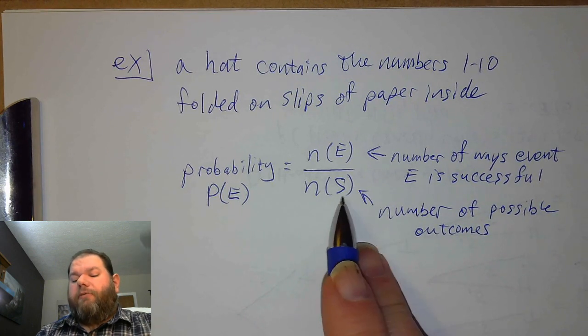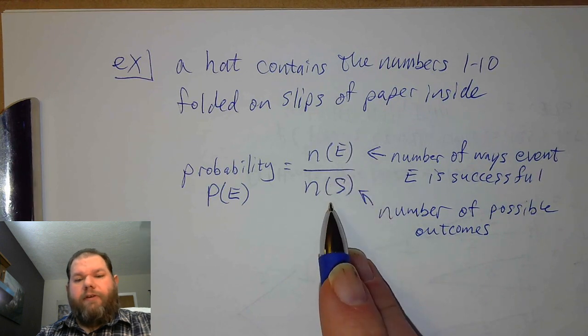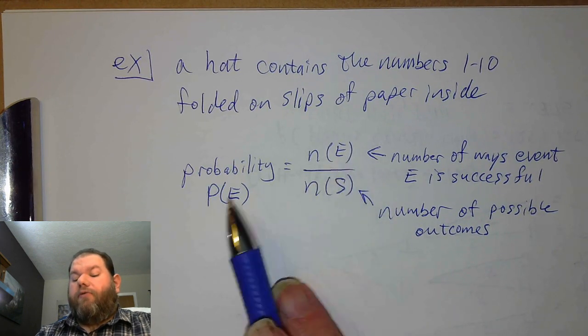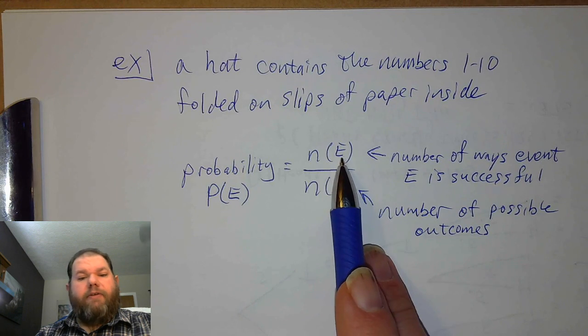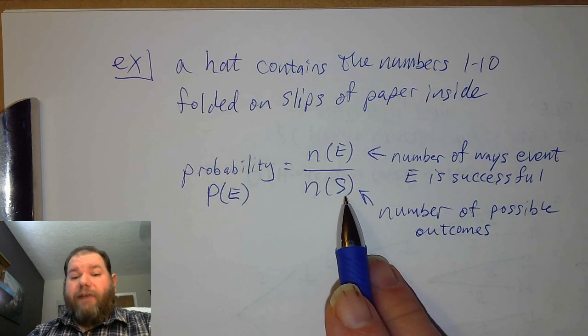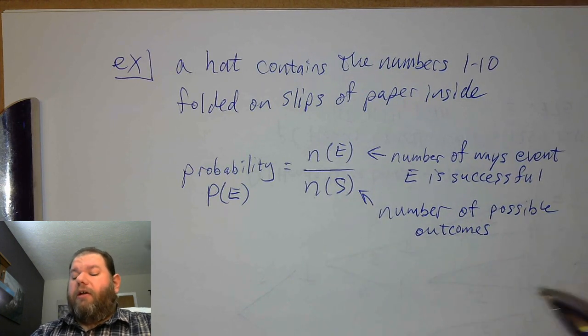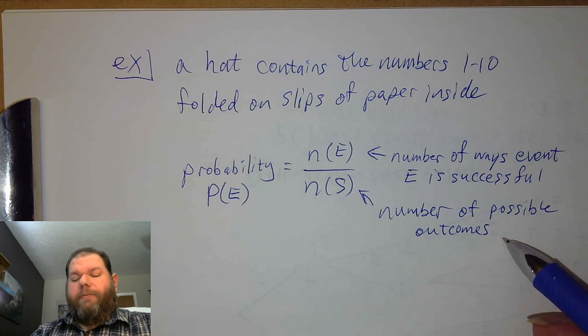And we call it n, indicating the number of whatever's in the parentheses. So if we're referring to event e, n of e is the number of ways event e is successful. S refers to the sample space, actually, so basically it's the number of elements in the sample space, which is the number of possible outcomes.